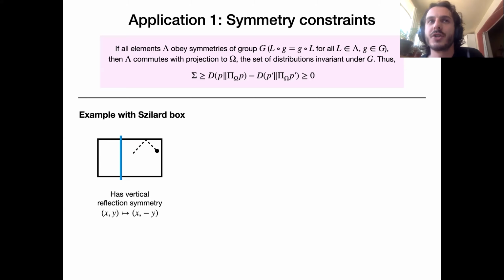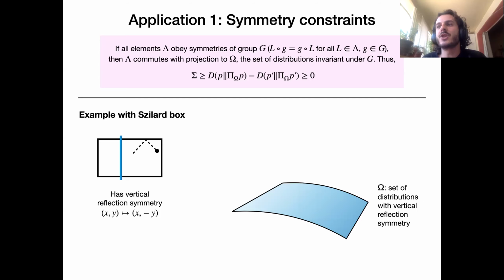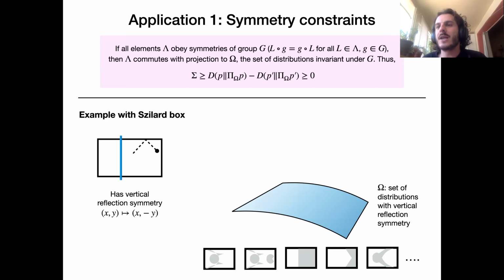Because that would change the location of the barrier. So it's only invariant under the y coordinate. In this case, we can say that omega is the set of distributions with vertical reflection symmetry, that basically is invariant under that same symmetry. And here are some examples.